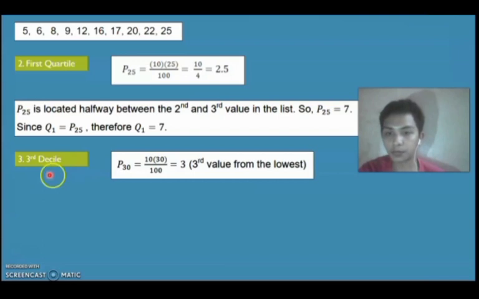Third decile. P30 equals 10 multiplied by 30 is 300, divided by 100 is 3. Therefore, D3, decile 3, is 8.